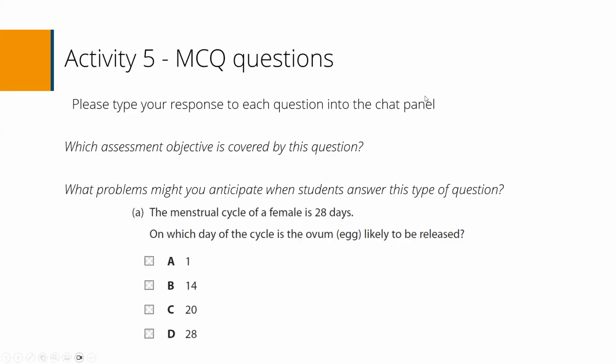This is in the delegate booklet, but it's on the screen anyway, so we could probably just do it from the screen. Let's have a look. It says, type your response to each question in the chat panel below. Which assessment objective is covered by this question? The question says, a menstrual cycle is 28 days. On which day of the cycle is the ovum likely to be released? Now, this is an interesting one. Is this AO1 or AO2, do you think? Type your answer into the chat.